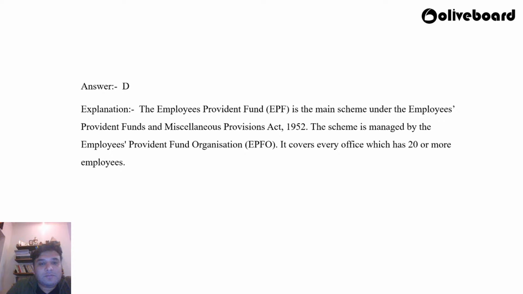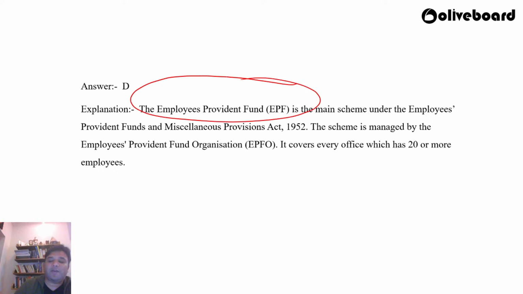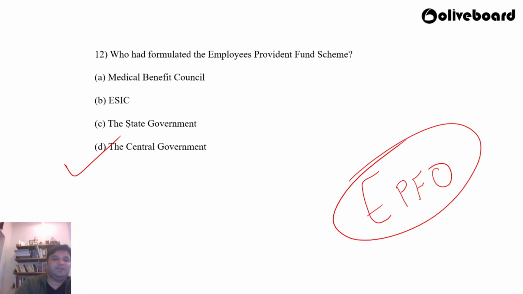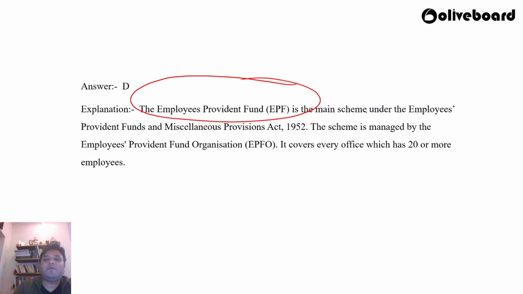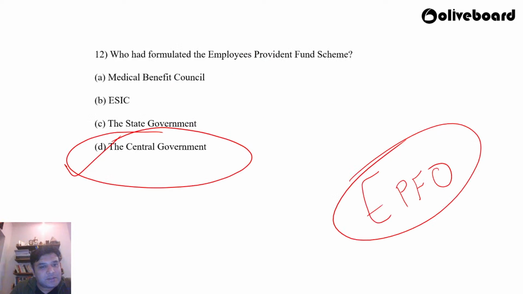Oh my lord, this is a harakiri. This is what has just happened. Everybody said the answer was B, but now it is revealed to you that the answer is in fact D. It is the central government, right? The Employees Provident Fund is the main scheme under the Employees Provident Funds and Miscellaneous Provisions Act 1952, and the scheme is managed by EPFO, which actually comes under the central government. It covers every office which has 20 or more employees.